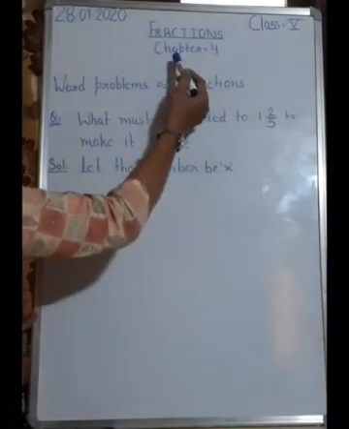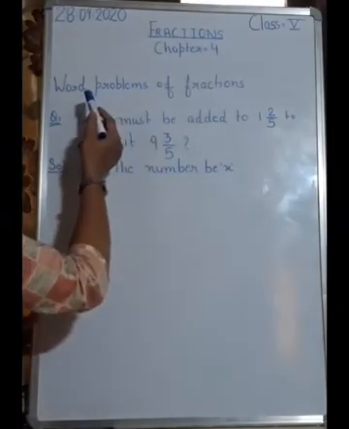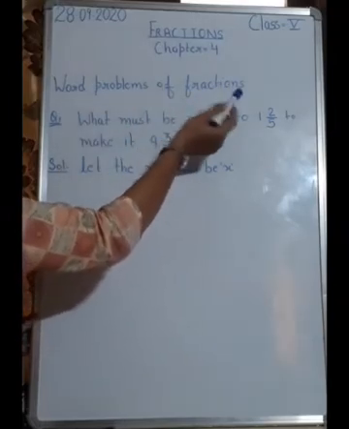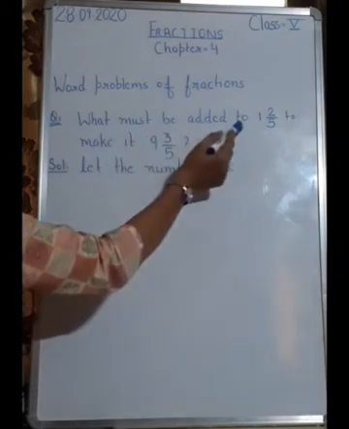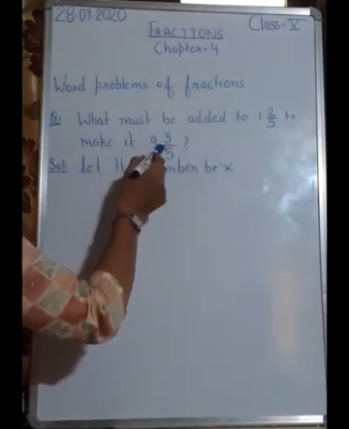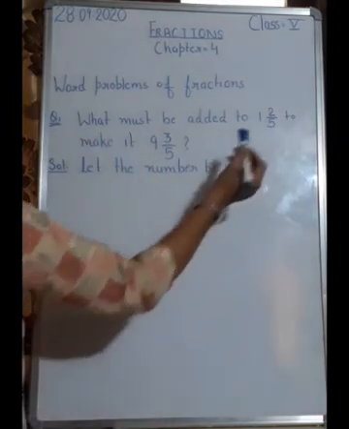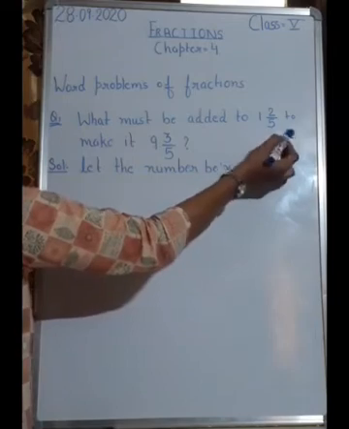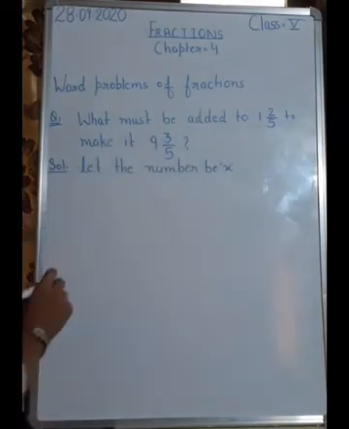So let's get started. Class 5th, today we are continuing your previous chapter, chapter number 4, Fractions, and we are doing word problems based on fractions. Okay. Your first question is: what must be added to 1 whole 2 by 5 to make it equal to 9 whole 3 by 5? It means you have to add a number to 1 whole 2 by 5 so that you get the answer 9 whole 3 by 5.